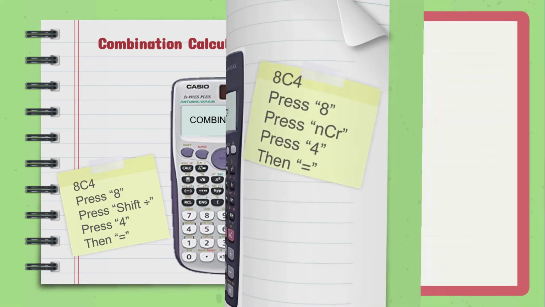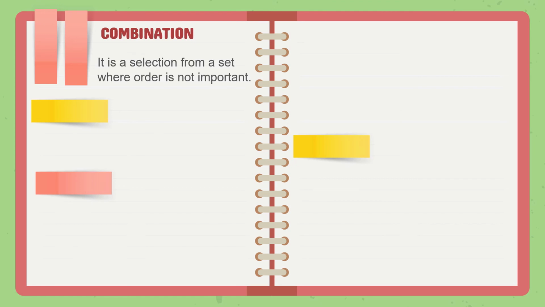So what is combination? Combination is a selection from a set where order is not important. We're given with the formula, the combination of n taken r at a time, or NCR, is equal to n factorial over r factorial multiplied to the quantity of n minus r factorial. This is also equal to n factorial over the quantity of n minus r factorial times r factorial.